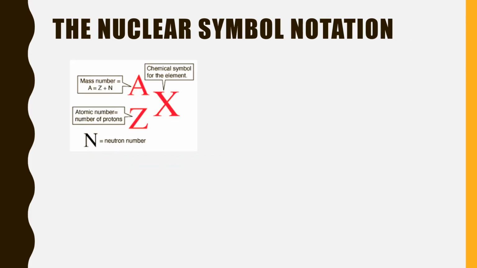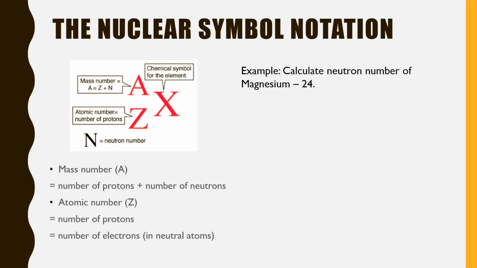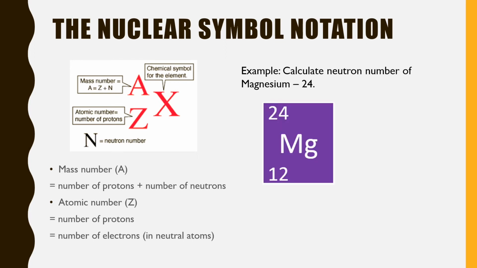Sometimes you will find this nuclear symbol notation. X is the chemical symbol. A stands for the mass number, which is the bigger number. It consists of the addition of number of protons and number of neutrons. And Z is the atomic number, which equals the number of protons. Also, in neutral atoms, the number of protons equals the number of electrons. If you are asked to write such notation, remember the bigger number on top left, the smaller number on the bottom. The mass number will always be larger or equal to the atomic number.